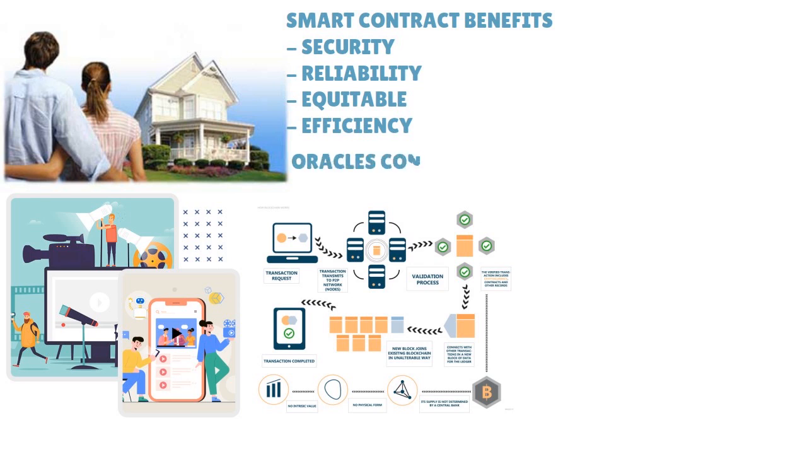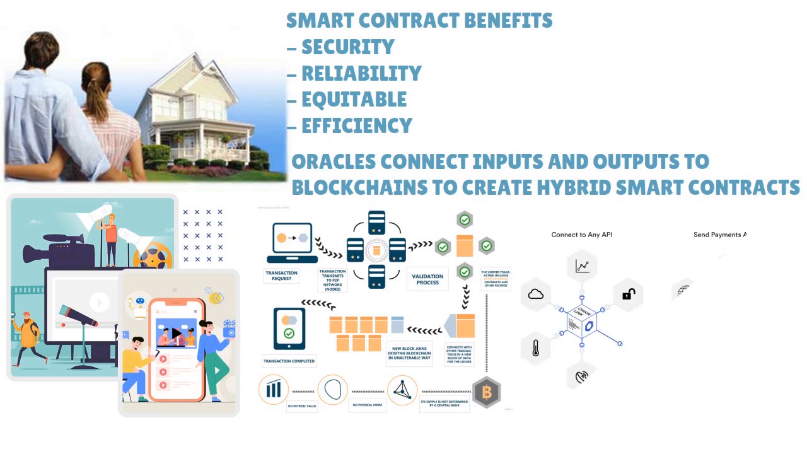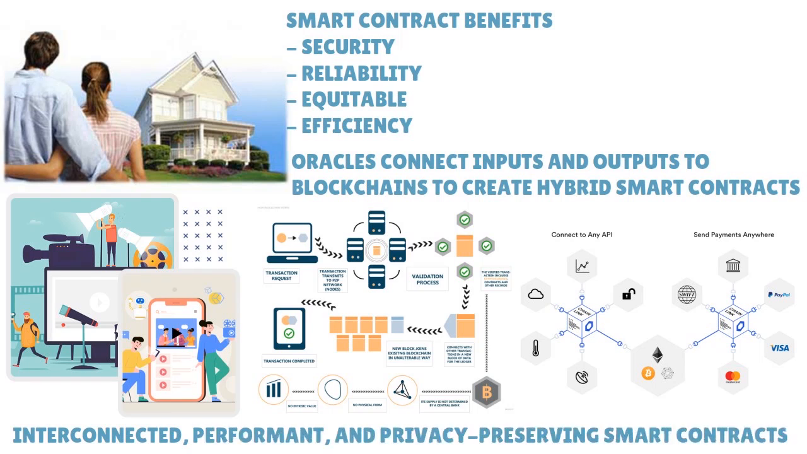So if you think about Chainlink, you cannot really forget about oracles. Oracles connect inputs and outputs to blockchains to create hybrid smart contracts. Similar to the internet's effect on computers, Chainlink's decentralized computing platform is the key to connecting emerging blockchain networks with today's legacy systems to inform a pretty diverse user base, but also to enable interconnected, performant, and privacy preserving smart contracts. Okay, so that's important.